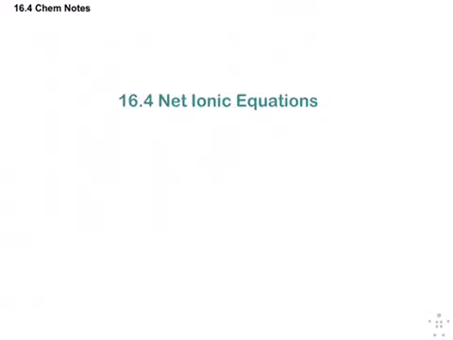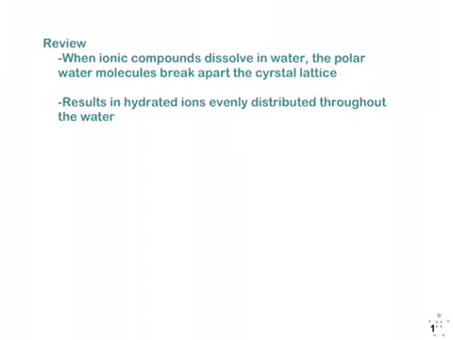Net ionic equations. This is combining writing chemical equations from words into symbols, and then also predicting if the products will be soluble or insoluble. And so we have to look at a couple different things.